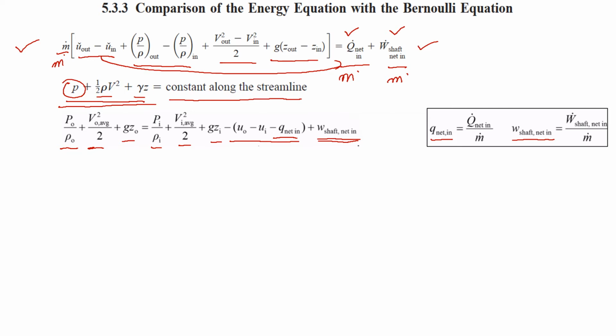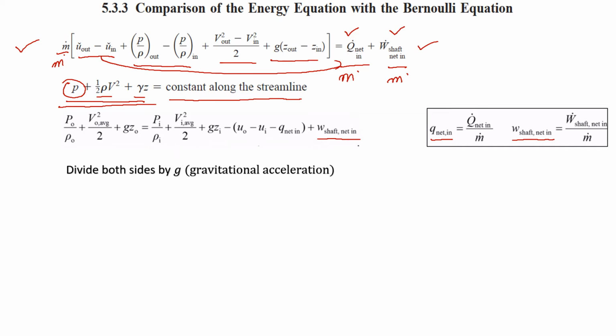To simplify it a bit further, what we are going to do is divide this by gravitational acceleration. Why are we dividing this by gravitational acceleration? When we divide all these terms by gravitational acceleration, we get the units of each of these terms in length. If I divide this by g, I get a unit that represents length.